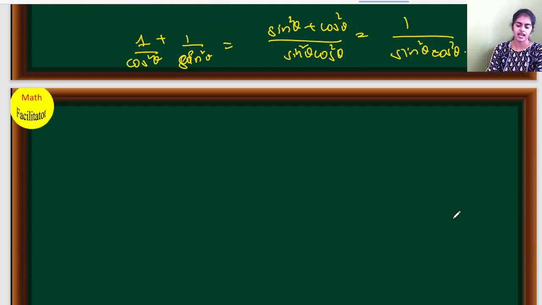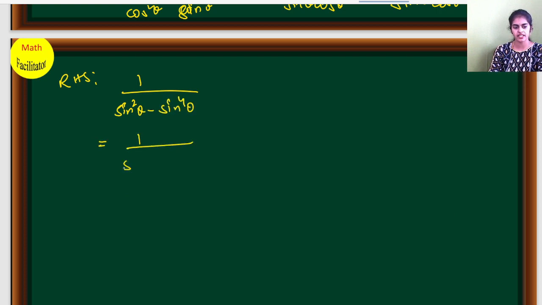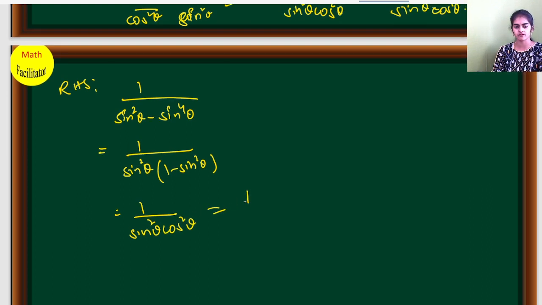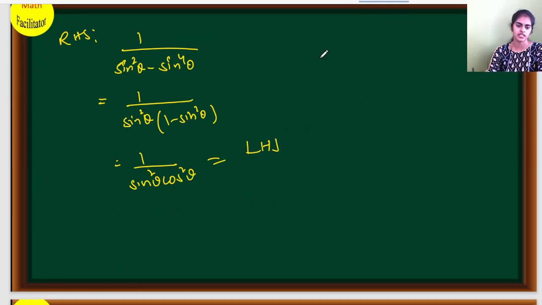Next, let's take RHS. 1 by sin square theta minus sin power 4 theta. Actually, sin square theta we can take common. So I have 1 minus sin square theta, and 1 minus sin square theta is nothing but cos square theta. So now you can see these two are equal. So this is equal to your LHS. Yes or no? 1 by sin square theta cos square theta. These two are equal.